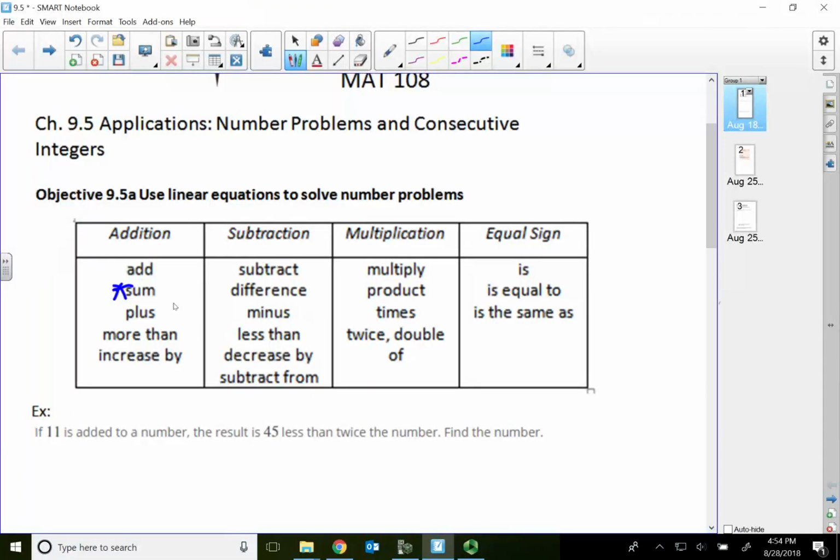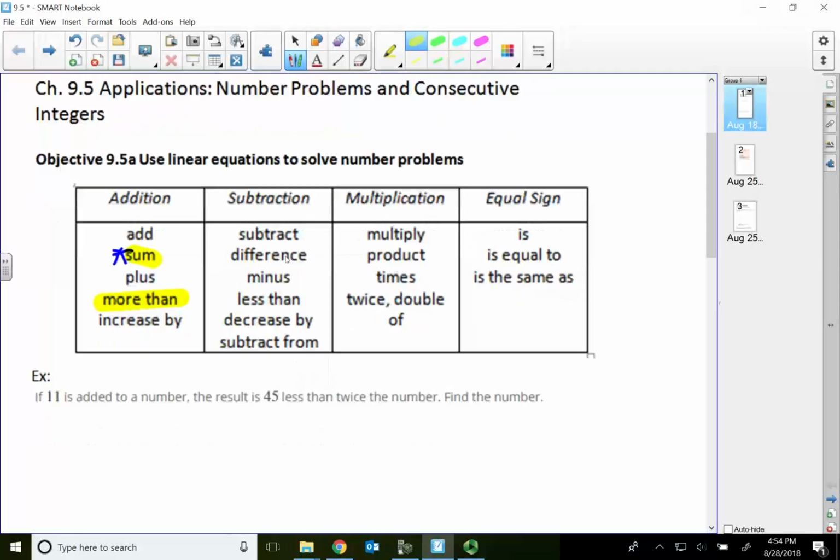All right. The word more than is very popular. We use it quite often. Increase by, the word plus also translate into addition. So I'm basically highlighting, or writing down, the ones that are more popular than the other ones. For subtraction, words that translate into subtraction: the word subtract, of course. The word difference also means subtraction, and it can also mean the answer that we get after we subtract. The word less than is very popular. I'm going to put a red star beside it.